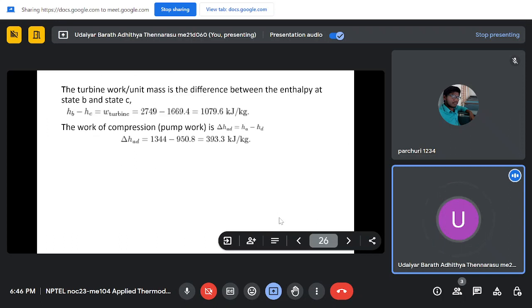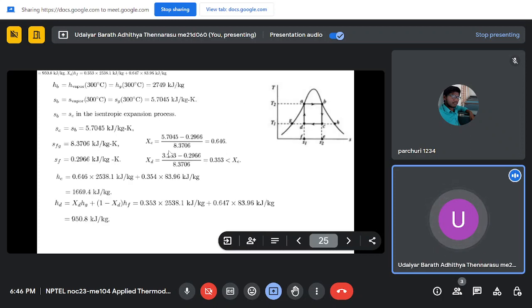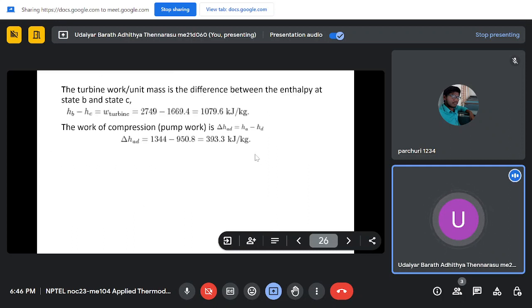So the first part is calculated. You know HB and HC, which are 2749 and 1669. So that is 1079 kilojoule per kg. That is the turbine work, and the work of compression is, compression is A and D. So for D 950.8 and A is 1344. So that difference is 393.3.